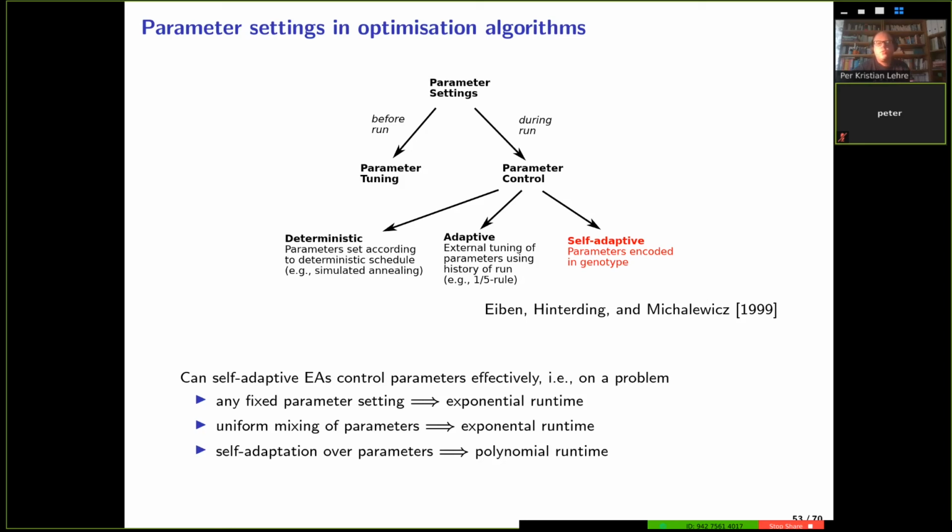One interesting question is whether these self-adaptive EAs can control parameters effectively. For example, can we have settings where if you only use a fixed parameter setting, we get exponential runtime, or if we uniformly mix parameters, we get exponential runtime, but if we self-adapt parameters, we get polynomial runtime? If we can find such a problem, it would be evidence that self-adaptation can be useful.